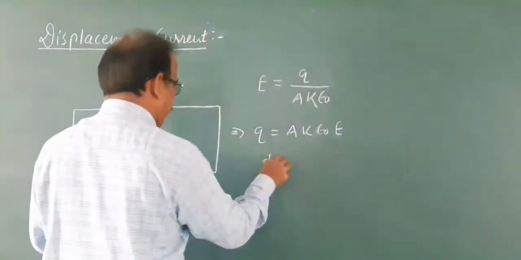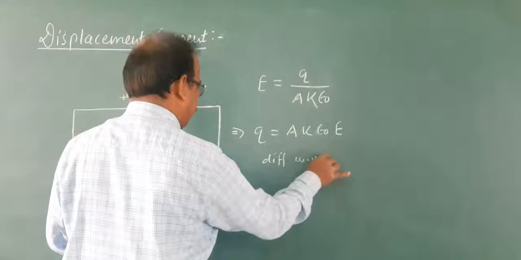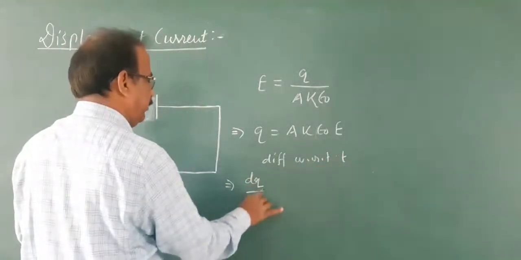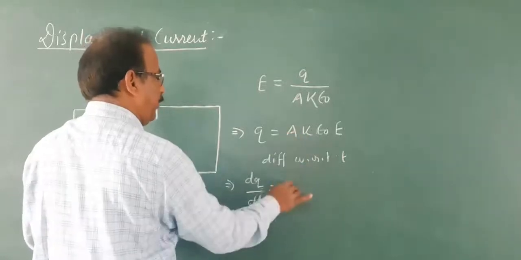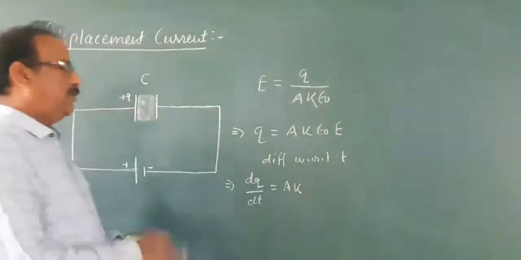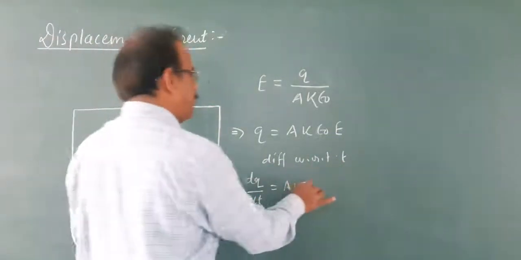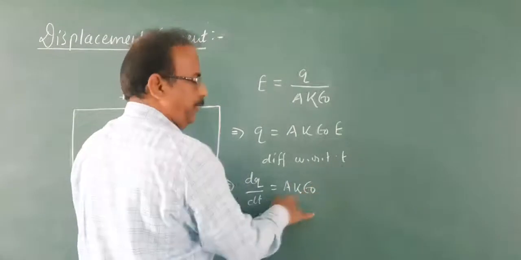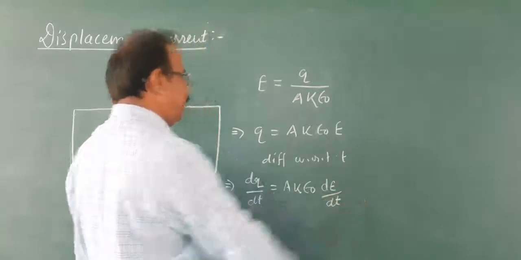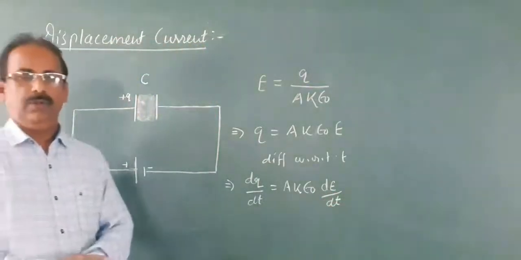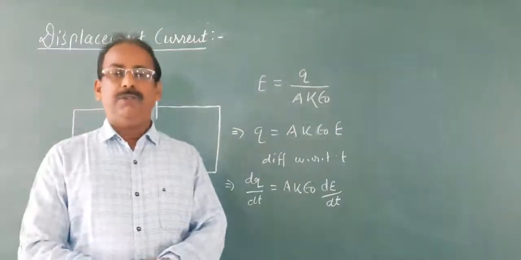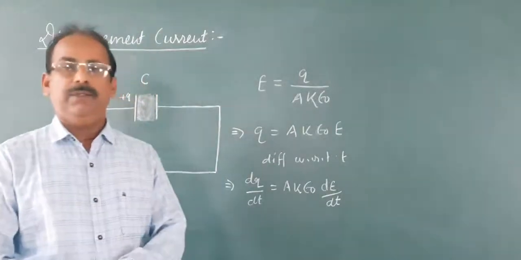If we differentiate both sides with respect to time, we get on this side dq by dt equal to A, meaning surface area of this plate, which is constant. K is the dielectric constant. Epsilon 0 is also constant. They will come out of derivative. You will get only dE by dt. So dq by dt equals A into K into epsilon 0 into dE by dt.